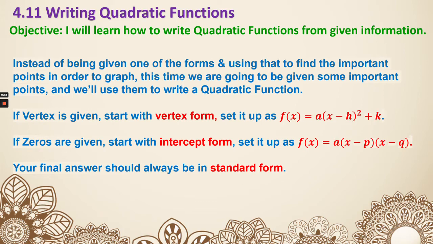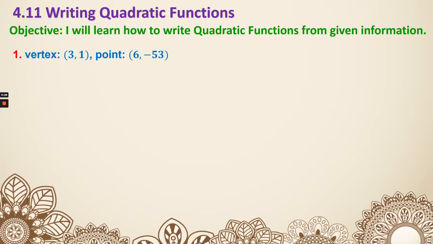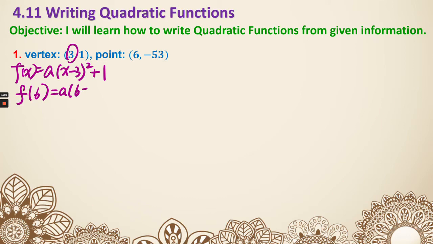Now let's have a look at some examples. Number 1, we are given the vertex. That means we will start with vertex form. f of x equals a, and the number inside is always the opposite for the x, so x minus 3 squared plus 1. Now I'm going to use the other point to try to solve for a. I'm going to plug in the 6: f of 6 equals a times 6 minus 3 squared plus 1, which is going to be a times 3 squared plus 1, which is 9a plus 1, which is negative 53.